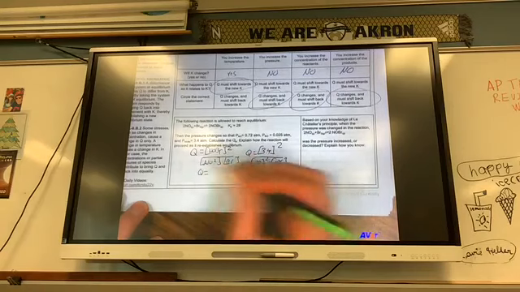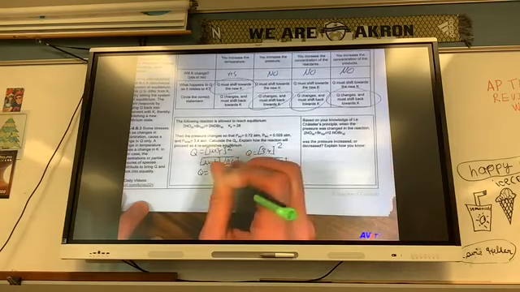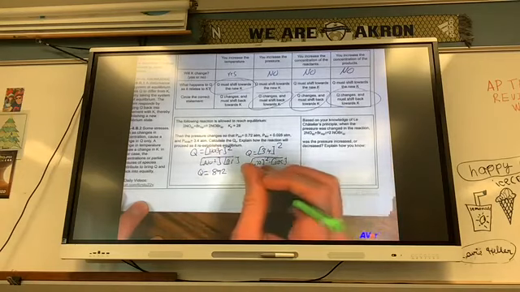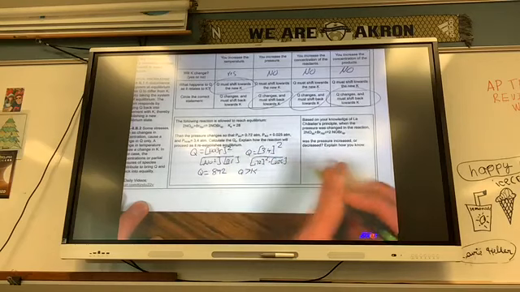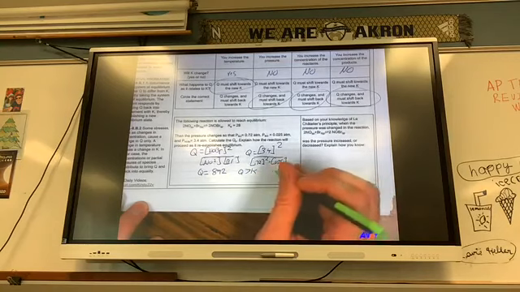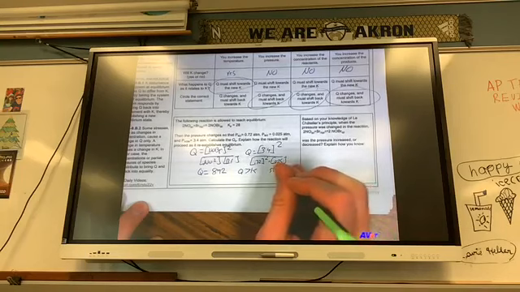Q equals 892. Therefore, I would say that Q is definitely greater than K, which is wrong. So it shifts to the left.